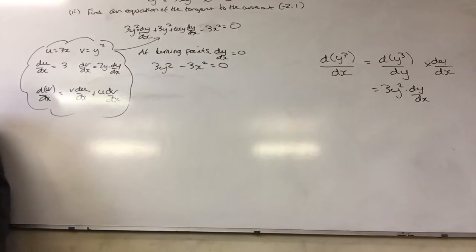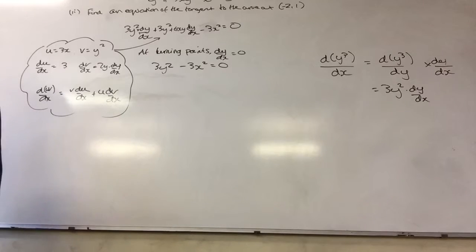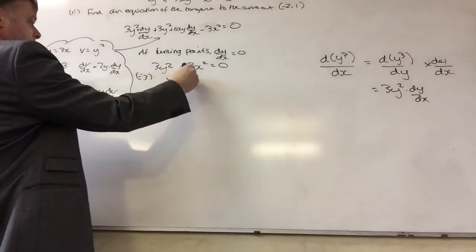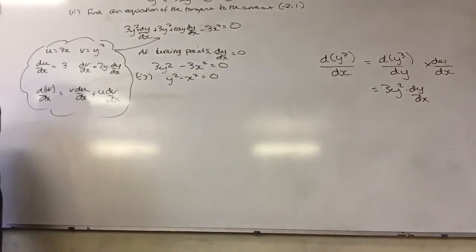So what can I do to simplify that equation? What happened to the 3 after the bracket? You could just divide by 3, that would be easy. Sure. So if I divide by 3, I get y squared minus x squared is nothing.